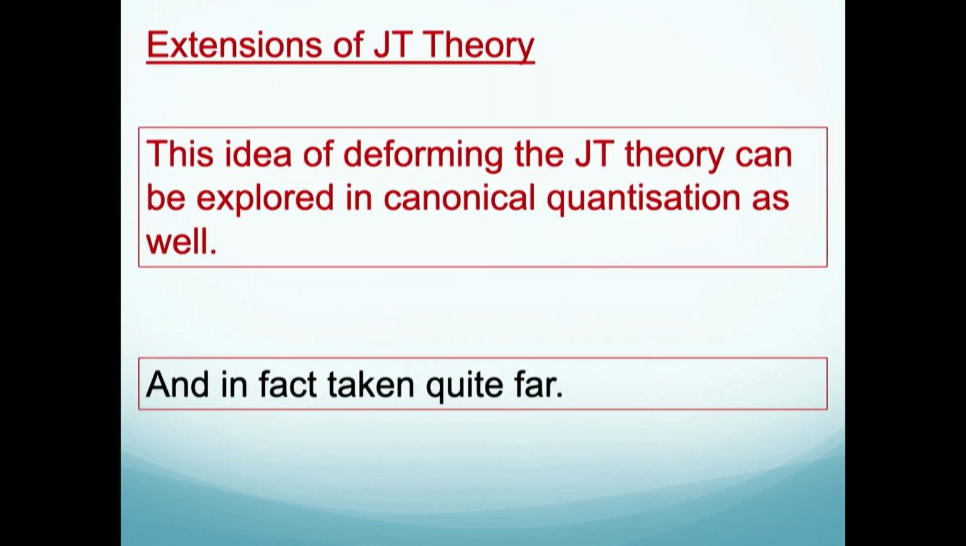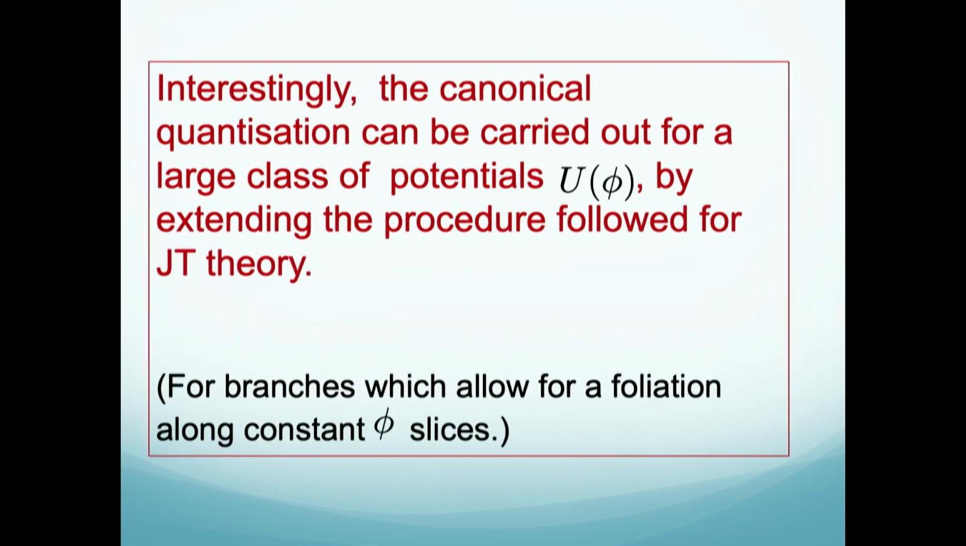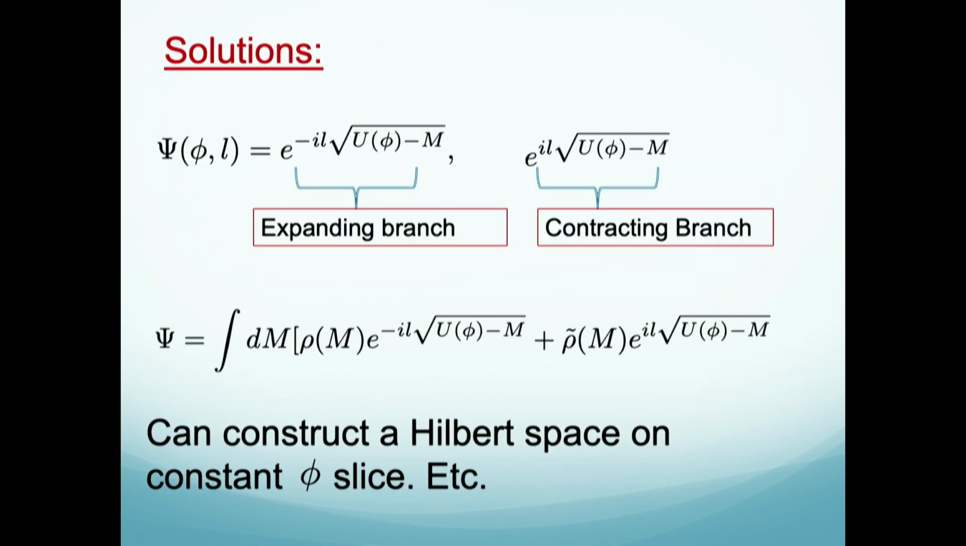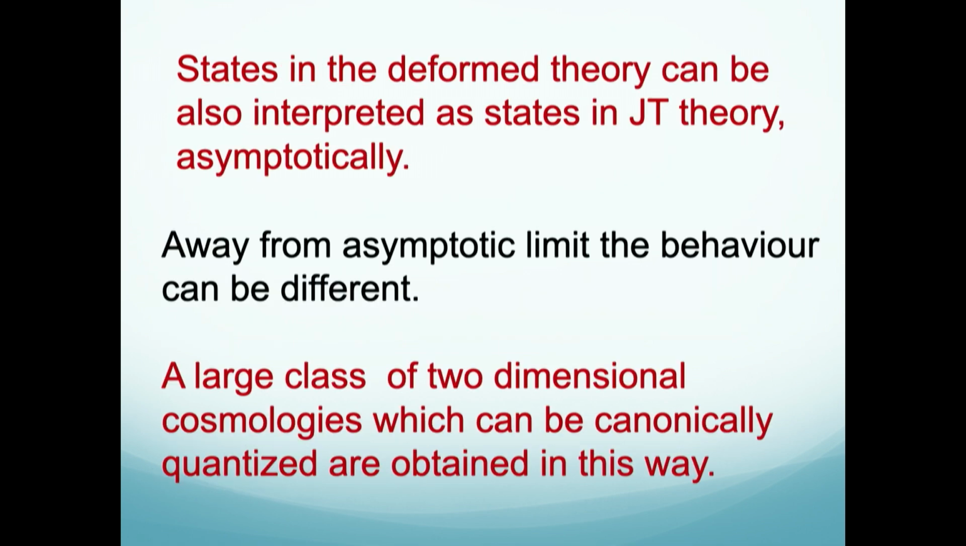Now, in fact, this idea of deforming JT theory can be explored in canonical quantization as well and taken quite far. What you can do is, again, work with a different dilaton potential, and it turns out that for a large class of potentials, the canonical quantization I described for JT theory can be extended quite easily. You can completely quantize the theory, understand the Hilbert space, and so on. And what happens is that the states become states in the original JT theory because the U of phi becomes the potential of JT theory. So in the far future, you have states in these deformed theories which look like states in JT theory. But of course, when you go back in time, the two theories are different.